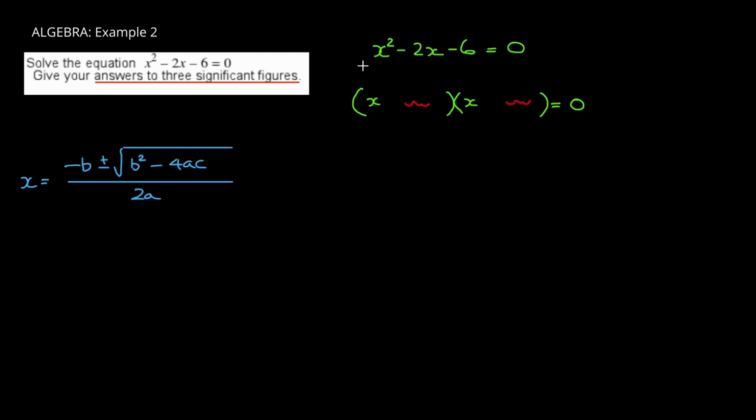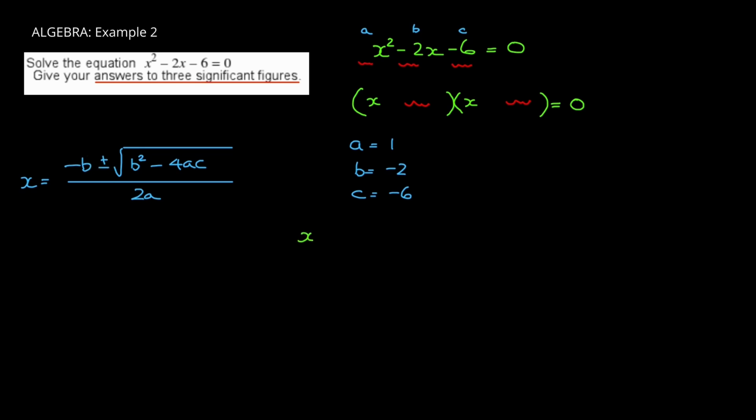And there it is. And remember, A, B, and C are the numbers in front of the three terms. So this is A, this is B, and this is C. So we get A is equal to 1, B is equal to, got to take its sign with it, negative 2, and C is equal to negative 6. Now we can pop those into our formula and get two answers. We'll get two answers because we've got this plus or minus here.